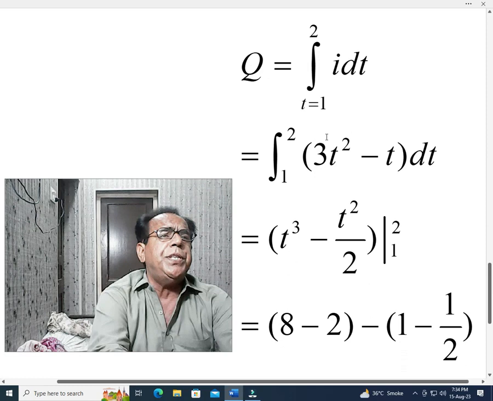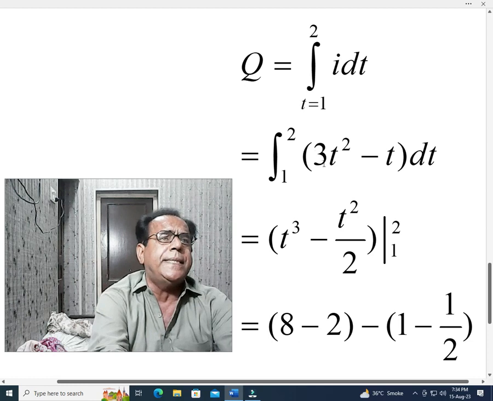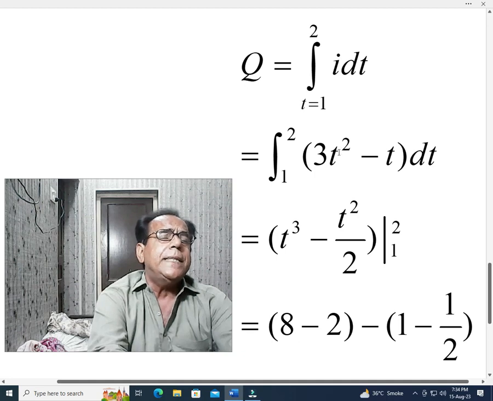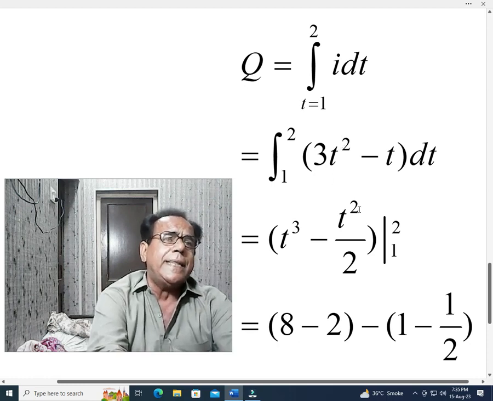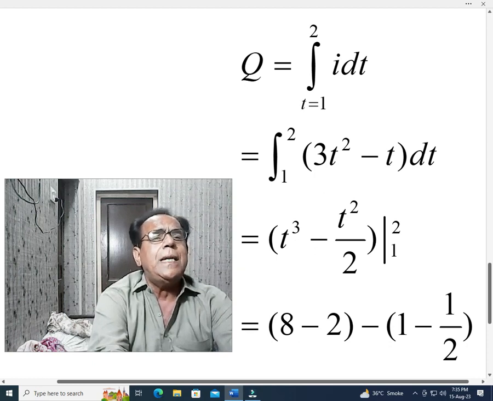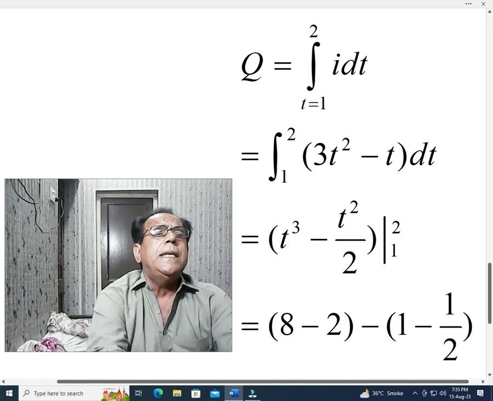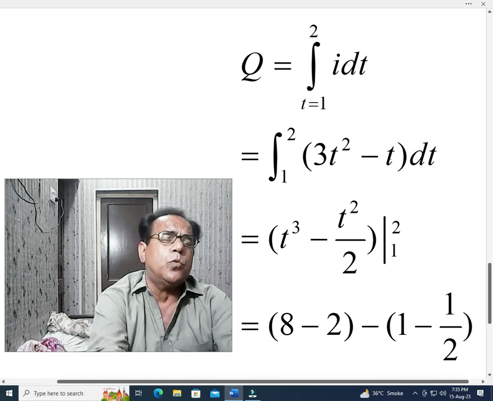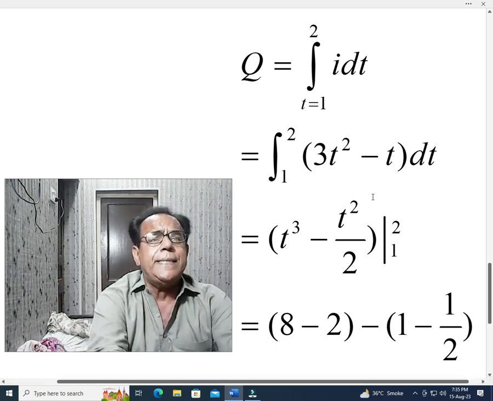capital Q is equal to the integral from t equal to 1 to 2 of I dt. This becomes equal to the integral from 1 to 2 of 3t square minus t dt, which is given in the statement. Okay, when we integrate, this t square becomes t cube, t raised to the power 3, but at the same time it is divided by 3, and that 3 will be cancelled with this 3 and only t cube will be left, t cube minus. Similarly, the power of t will be increased by 1 and at the same time it will be divided by the same quantity. So it will become minus t square divided by 2.